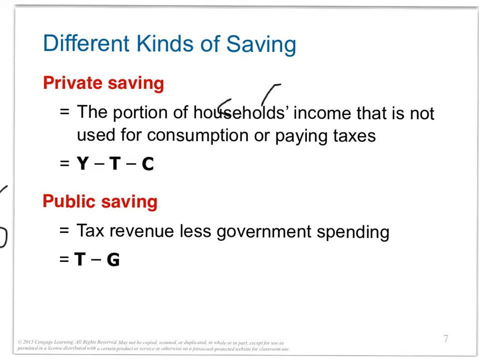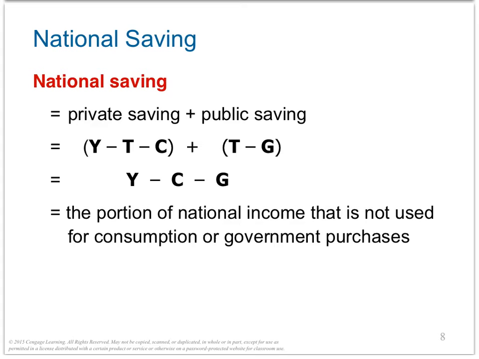What is the income for government? It is the tax revenue minus its expenditures. So the public saving is the tax revenue less government spending. Okay? And when we say national saving, that means whole saving in the economy.